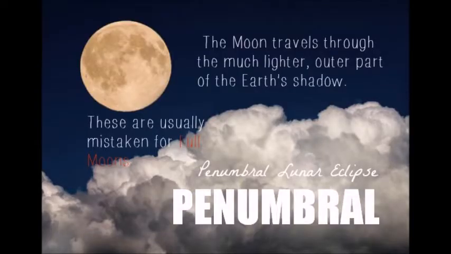A penumbral lunar eclipse occurs when the Earth moves between the sun and the moon, but the three celestial bodies do not form a perfectly straight line. The moon then travels through the outer part of the Earth's shadow, resulting in the moon's visible surface still reflecting some sunlight.